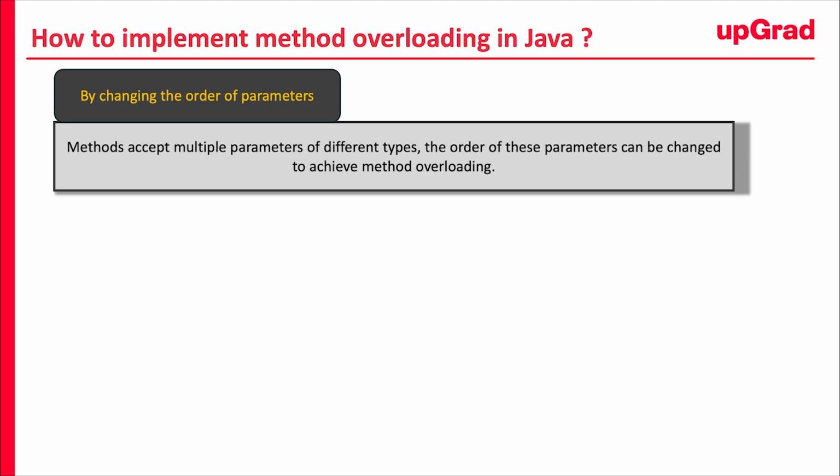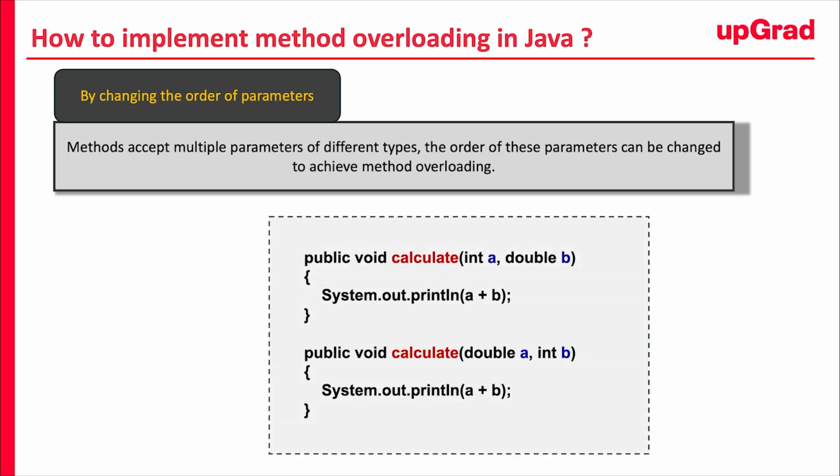For example, a function is there which is accepting an integer value, and the second one is a string value. All we have to do is just change their order. We'll just switch it, that's it, as you can see on the screen. So it's a fine example. We have two calculate functions. The first one is int a, double b. It is accepting two values, one an integer value and another a double value. And the second function is accepting a double value first and an integer value second.